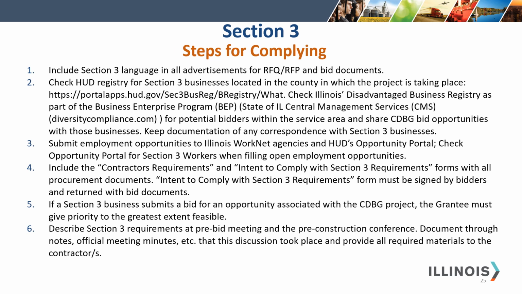Okay, so I have broken it down the best I can, and we're going to go through the steps for complying with Section 3. Number 1, include Section 3 language in all advertisements and bid documents. Number 2, check HUD registry for Section 3 businesses located in the county in which the project is taking place. Check Illinois' Disadvantaged Business Registry as part of the BEP CMS for potential bidders within the service area and share CDBG opportunities with those businesses.